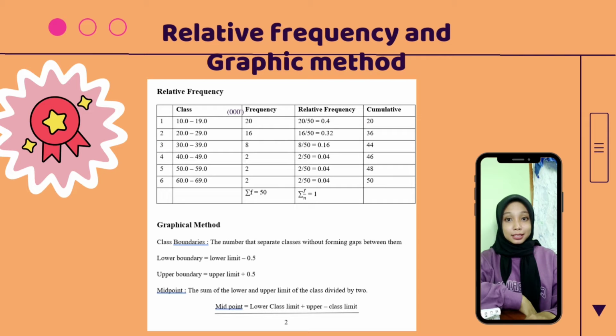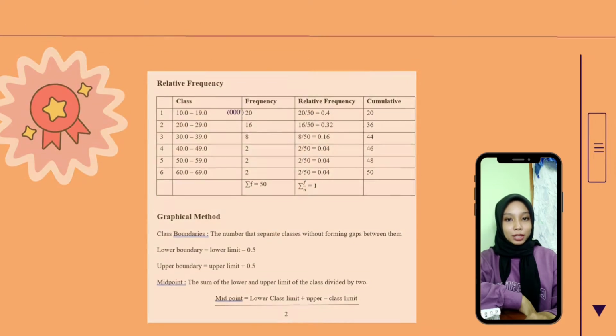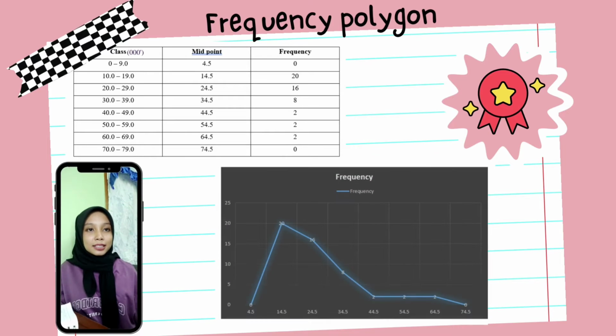As you can see on this slide, for class 10.0 until 19.0, the frequency we get is 20, and relative frequency we get 0.4, and cumulative is 20, and so on until the last class, 60.0 until 69.0. The sum of frequency we get is 50, and relative frequency we get 1. Okay, next is the frequency polygon.